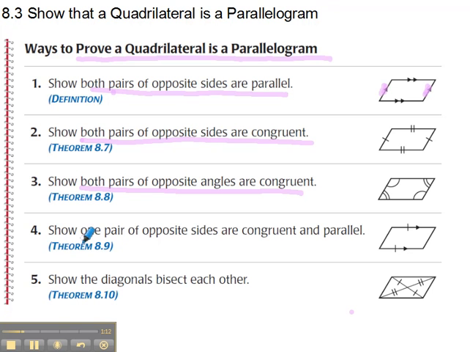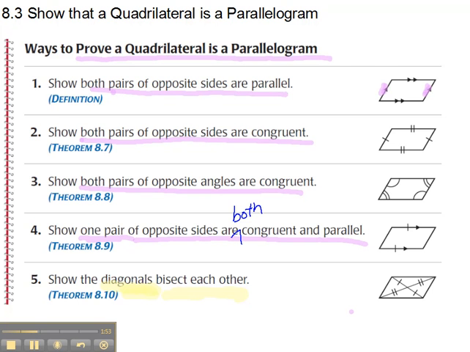Number 4, one pair of opposite sides are both congruent and parallel. And I'm going to add the word both here. So the pair of opposite sides are both congruent and parallel, as in the diagram. And last, we show that the diagonals bisect each other, as shown in the diagram.